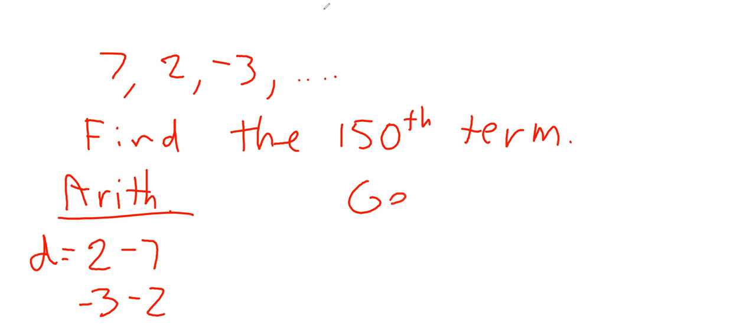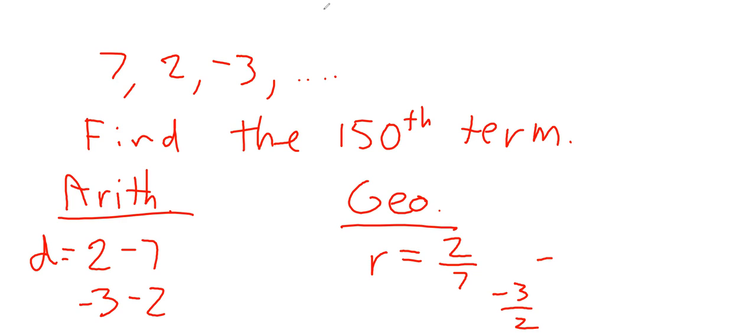Now, if it's geometric, then there's a multiplier called a common ratio, and we take any term divided by the previous term. Any term divided by the previous term. Now, 2 sevenths and negative 3 halves are not equal to each other. But 2 minus 7 is negative 5, and negative 3 minus 2 is also negative 5.